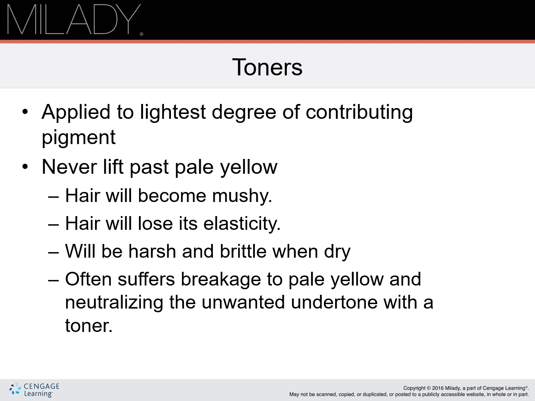Never lift past a pale yellow. I always say never go past the inside of a banana. It's not natural. I realize that these ladies and men, they want these ice blonde Elsa colors, but those are not natural. If you strip everything out, you're going to strip that entire cortex. And there's nothing for these toners or hair color to hang on to. Okay? You can tone that inside of a banana to get what they want. Hair is going to become mushy if you lift too high. Hair is also going to lose its elasticity, which means it's probably going to break. It will be harsh. It'll be brittle when it's dry. It often suffers breakage past a pale yellow, and neutralizing the unwanted undertone is the job of a toner.